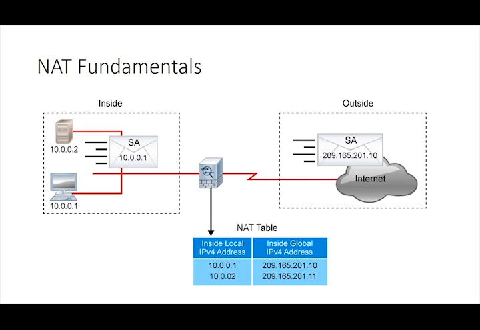In this example, the two inside hosts are each allocated a local IP address. Outbound traffic from 10.0.0.1 is assigned 209.165.201.10, whereas any outbound traffic from 10.0.0.2 will be assigned 209.165.201.111. The inside local address is likely to be one that falls within the RFC 1918 reserved private IPv4 address space. That reserved address space consists of 10.0.0.0/8, 172.16.0.0/12, and 192.168.0.0/16. These addresses are not routable on the internet.